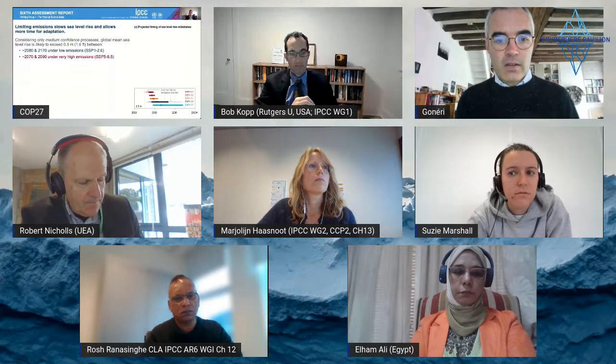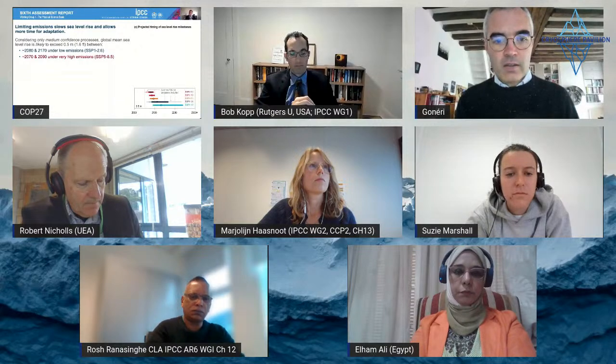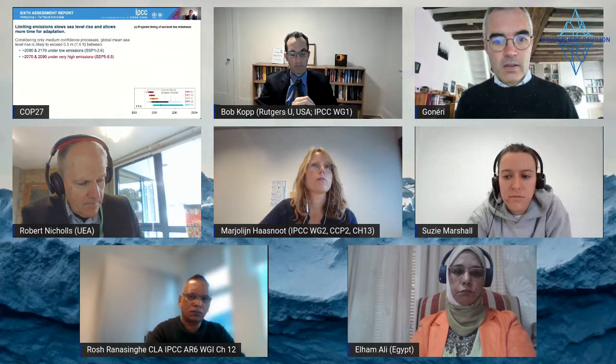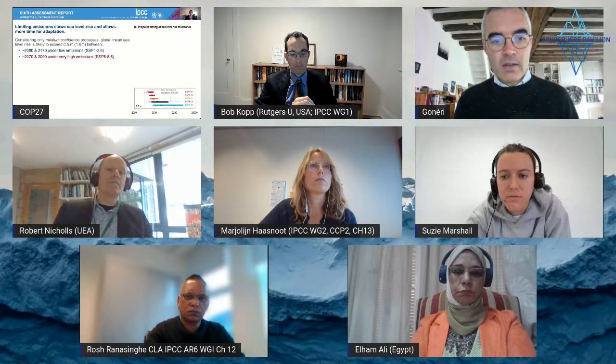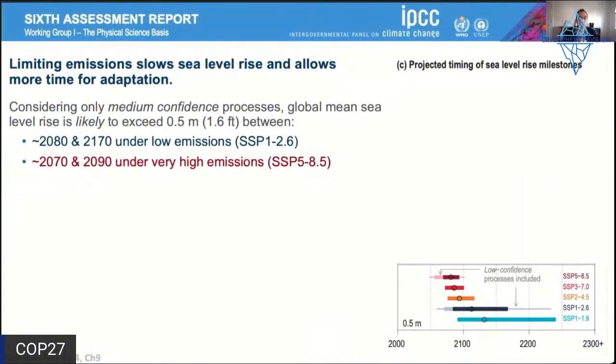Considering only processes that are relatively well constrained, so not these instability processes that might lead to greater sea level rise, global mean sea level rise is likely to exceed half a meter between about 2080 to 2170 under low emissions, and between about 2070 to 2090 under very high emissions. And this is pictured here on the right, where these bars show the likely range of when global sea level rise will exceed half a meter under a suite of different emission scenarios.